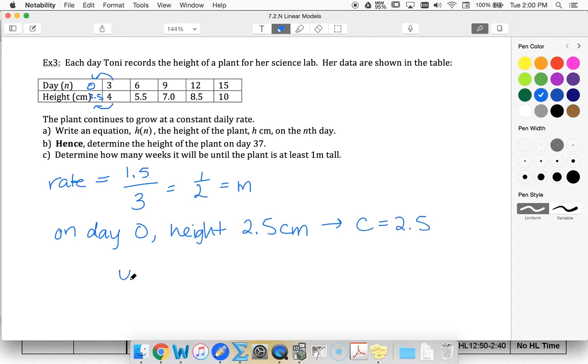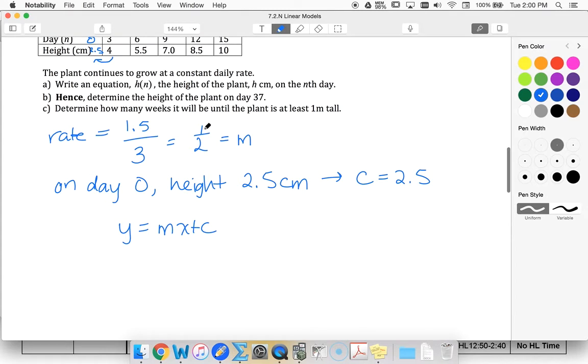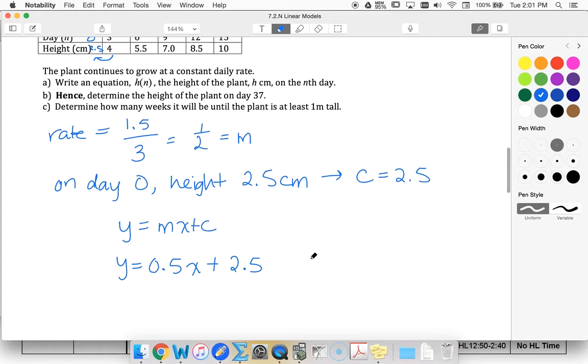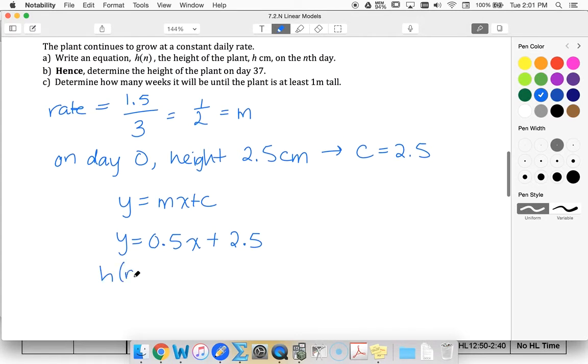So if I start by just writing my equation y equals mx plus c, here I have 1 over 2, and here I have a decimal. I want to make sure to have only decimals or only fractions. So this is easy to turn into a decimal. 0.5x plus my initial value was 2.5. Now I want to make sure to use my variables from the problem. So height depends on what number the day is. So now instead of x, I've got the number of days, plus 2.5. So here's my final answer for my linear model.